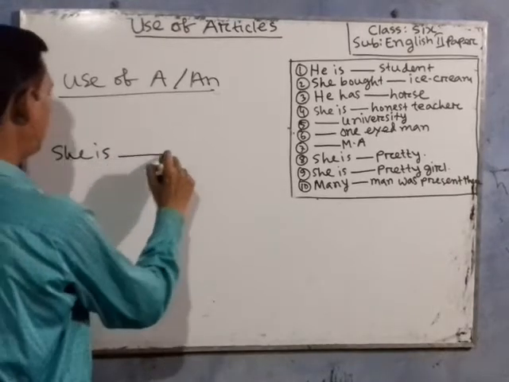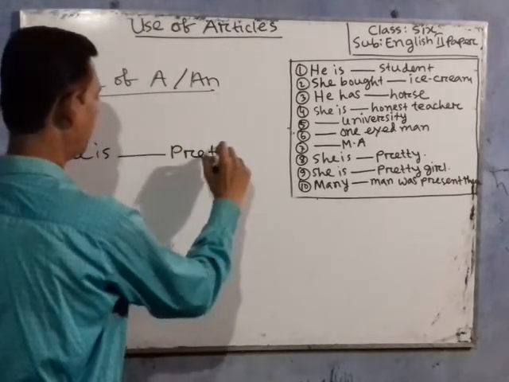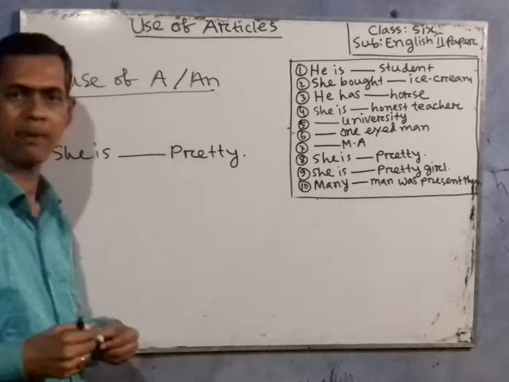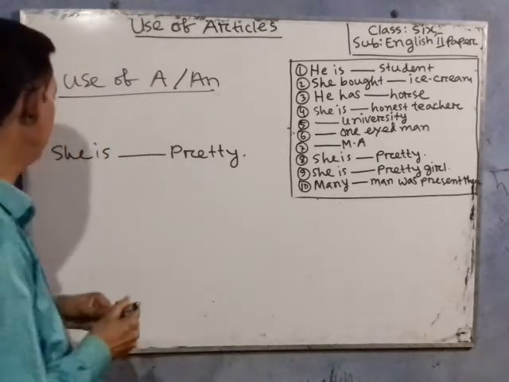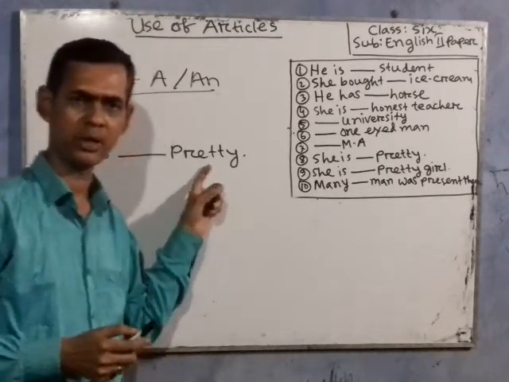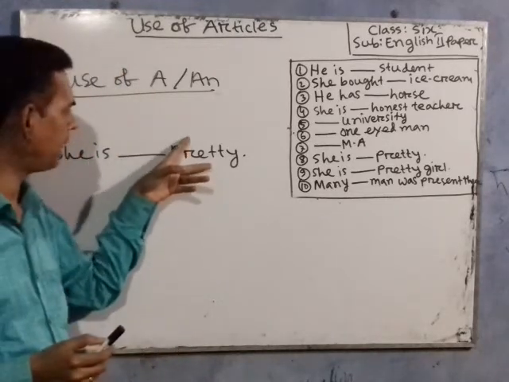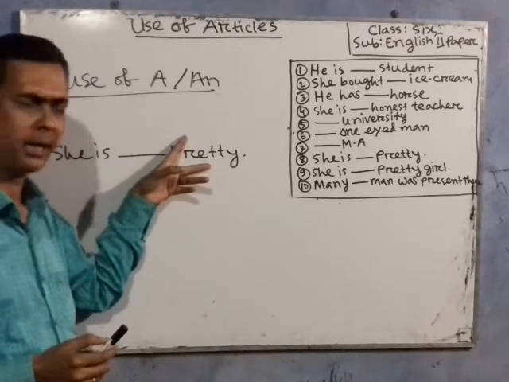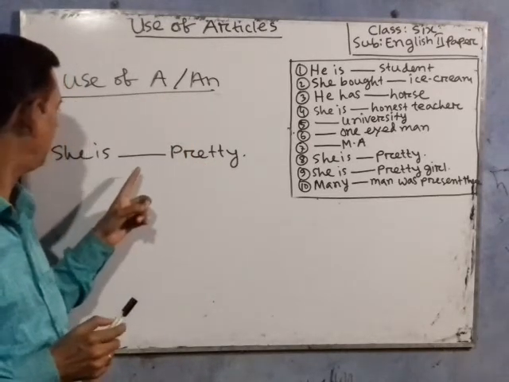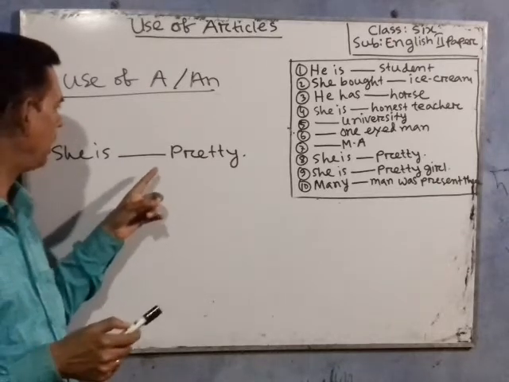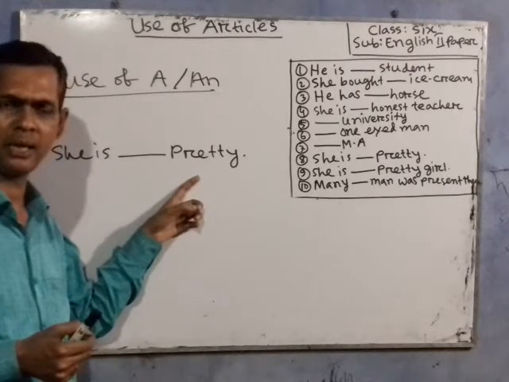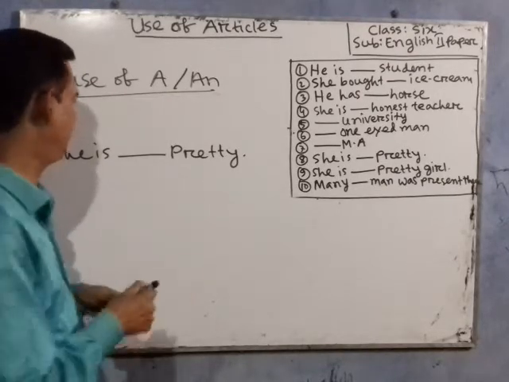She is dash pretty. What type of part of speech is pretty here? Dear student, you know that pretty is an adjective. So no article is used before an adjective.